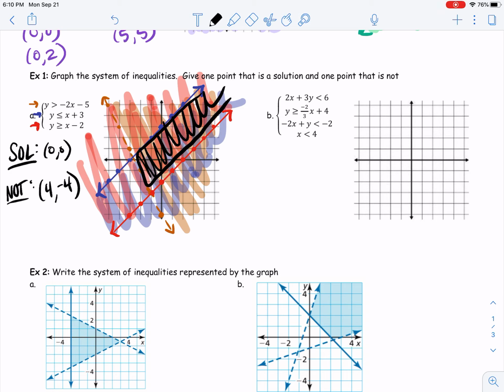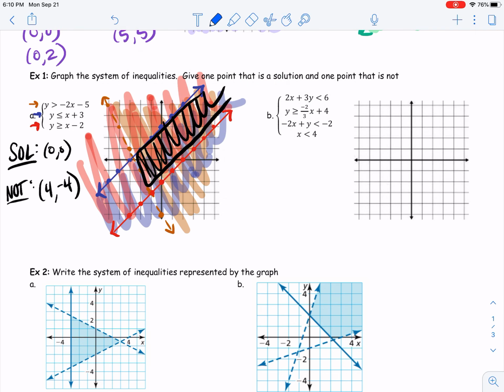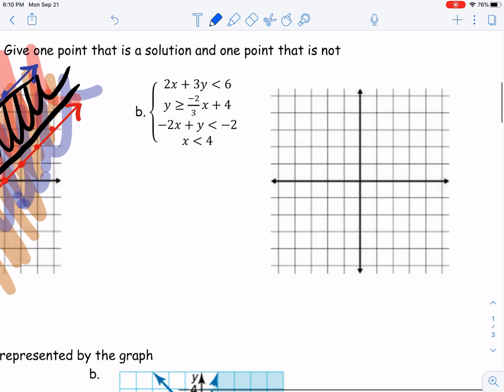So then moving into the second system, same process. This time I'm seeing immediately that I'm going to have to convert some of these inequalities into slope-intercept form to make my life easier when I'm graphing. So I'm going to go ahead and get started with this first one. I know that I would have to subtract the 2x and then divide by 3. Dividing by a positive 3 is not going to change my sign.